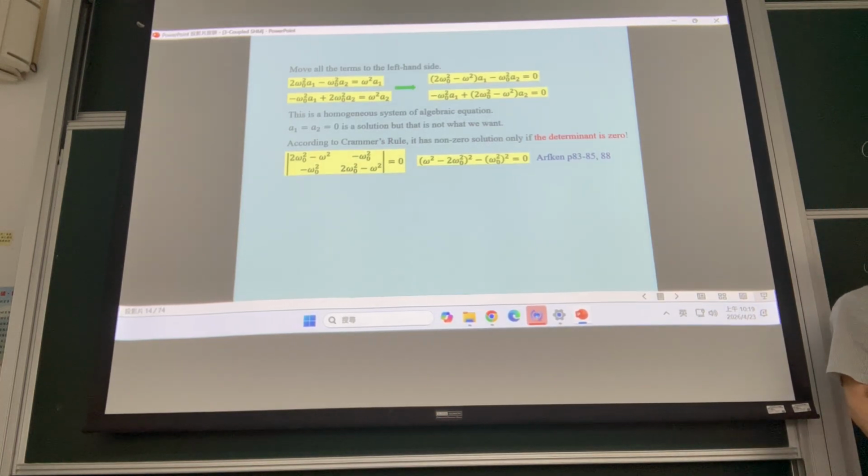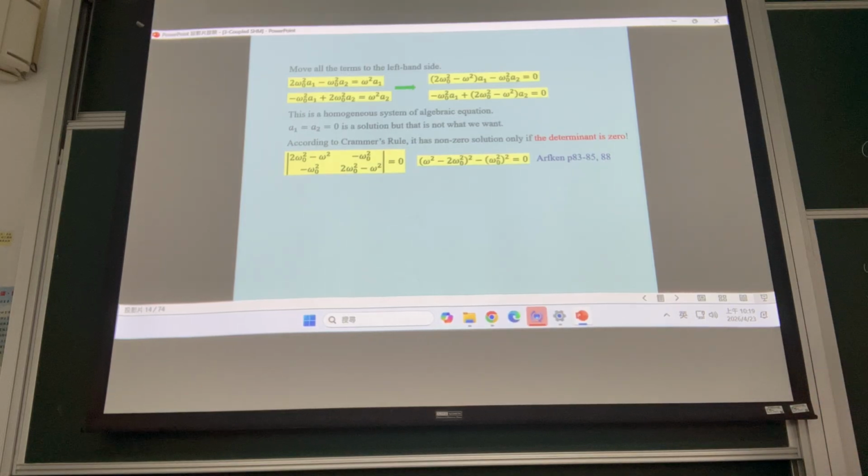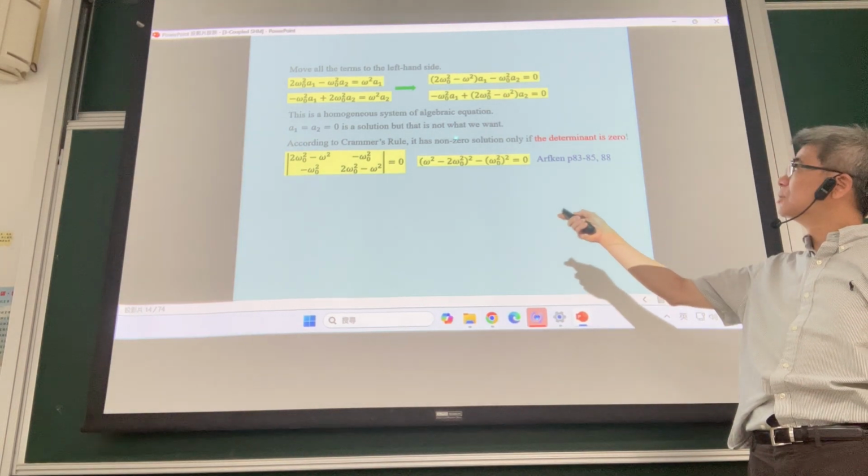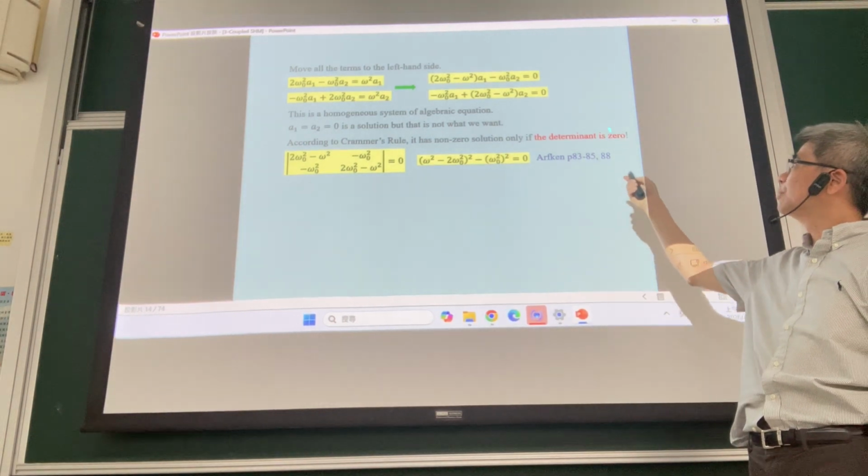Cramer's rule. I think most students know Cramer's rule, right? So, do you understand this? It has a non-zero solution only if the determinant is equal to 0.